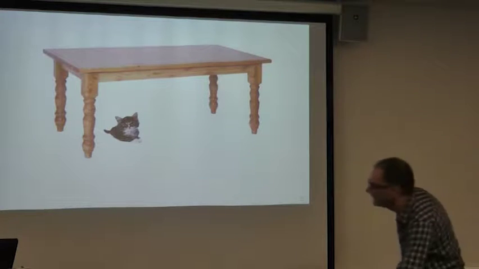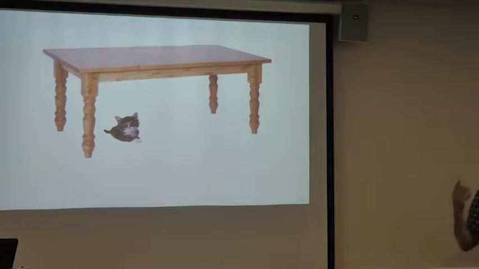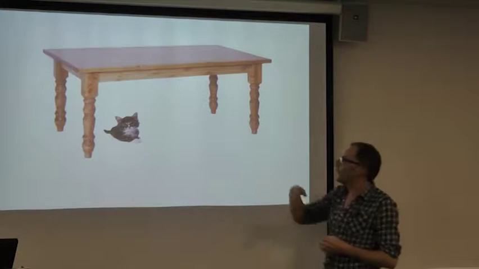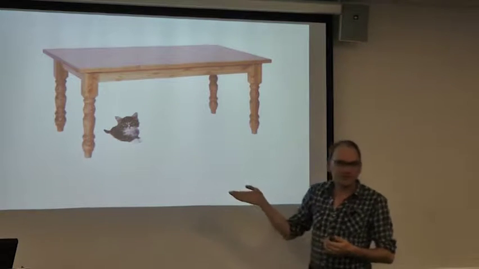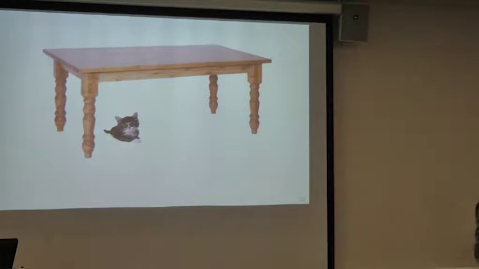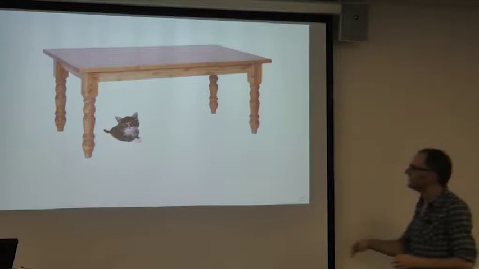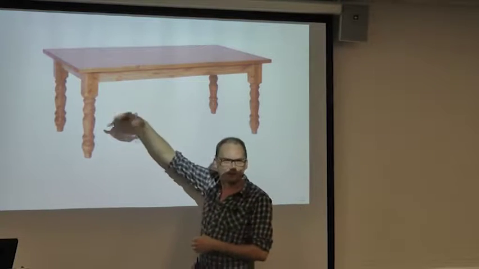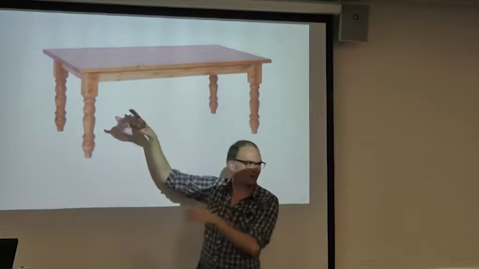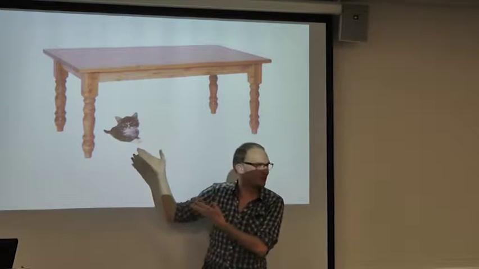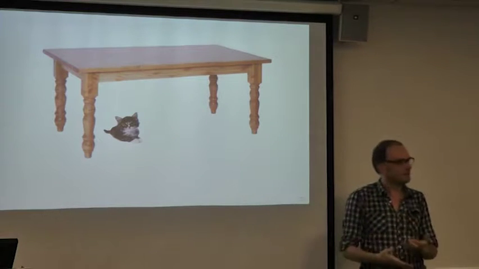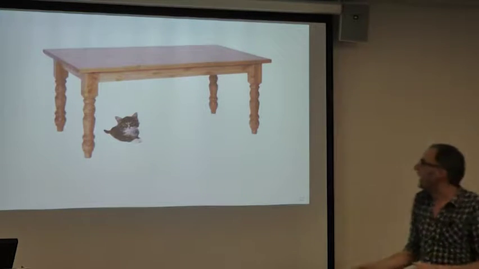So here's the idea then. This is my only slide with formal semantics in it. The cat is under the table. It's true if and only if the location of the cat is under the table, right? There's a formula behind this, but you can decide whether this is true or false simply by checking whether the cat is indeed under the table.